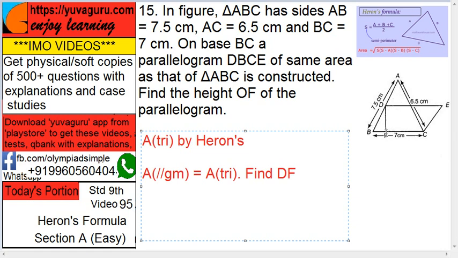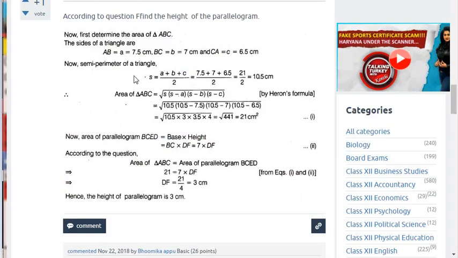Very easy. See here. Find the area of the triangle by Heron's formula first. Now equate that area of the triangle to the area of the parallelogram, base into height, and you will get the height DF. Say this: S equals (A plus B plus C) upon 2, that is (7.5 plus 7 plus 6.5) upon 2, 21 upon 2, 10.5. You solve it yourself. That is very important.